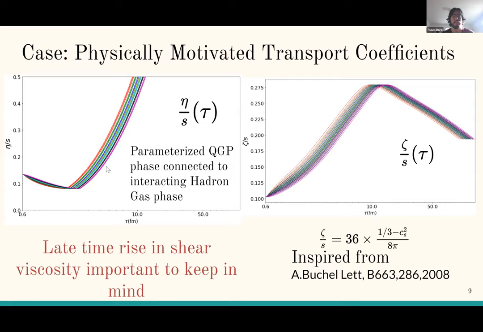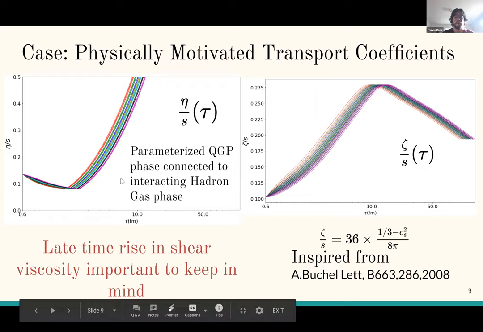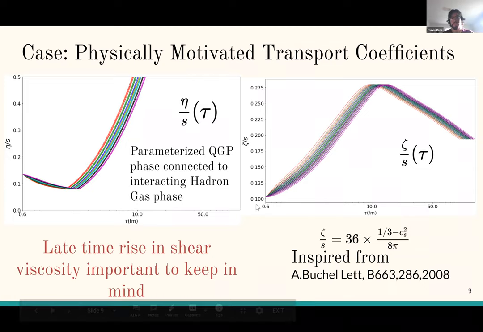So as a function of temperature, the shear viscosity rises at low temperatures, and at decently high temperatures it also rises slightly, right? Your system starts in a higher temperature state. As the system evolves, the temperature decreases and eventually your eta over s sees a minimum of 0.08, and then it rises again after the transition. That's going to be important to keep in mind for interpreting results.